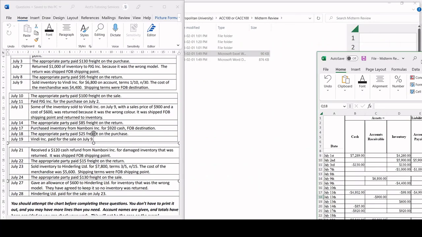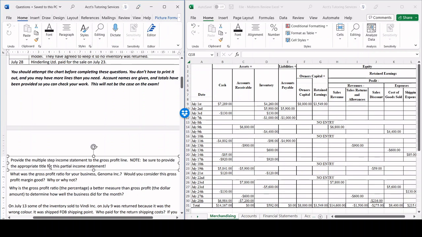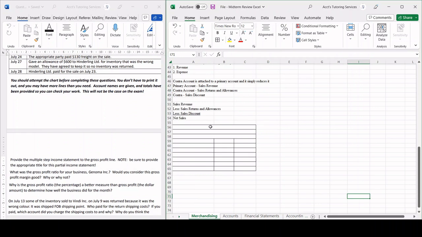All right, let's go into the other questions below now. Provide the multi-step income statement to the gross profit line. Note, be sure to provide the appropriate title for the partial income statement. So formatting is very important. So let's set that up right now. So remember, in the financial statements, which we'll tackle in this review as well in a later video, it'll be the third video, financial statements.